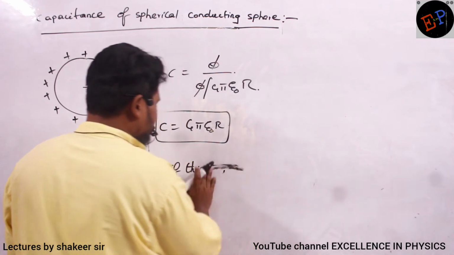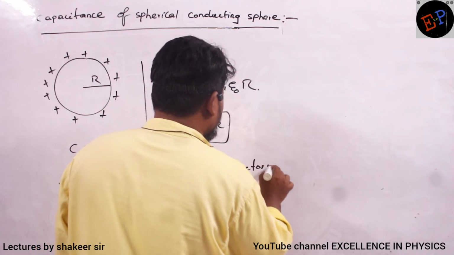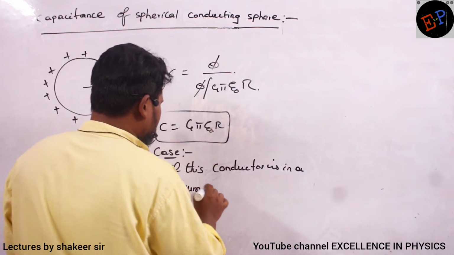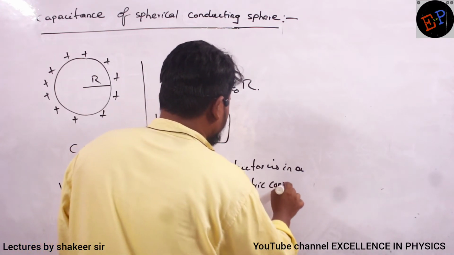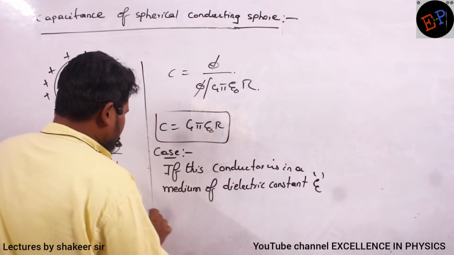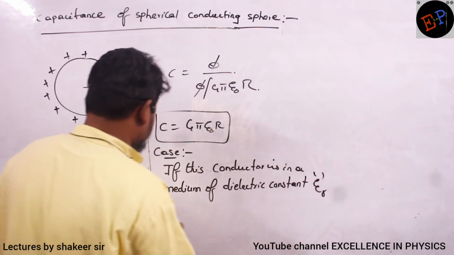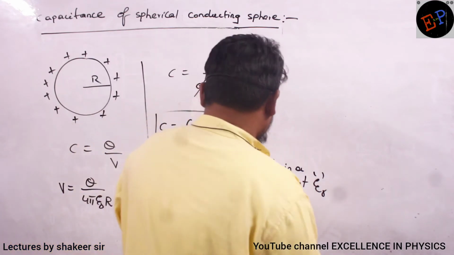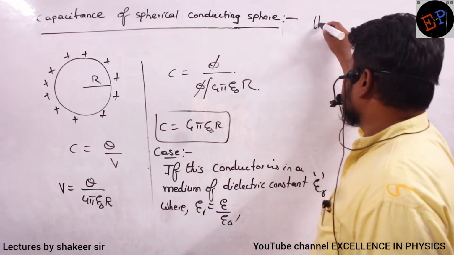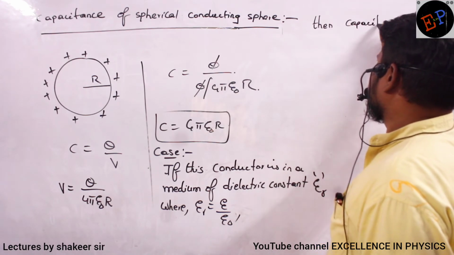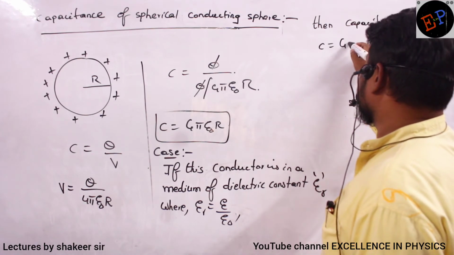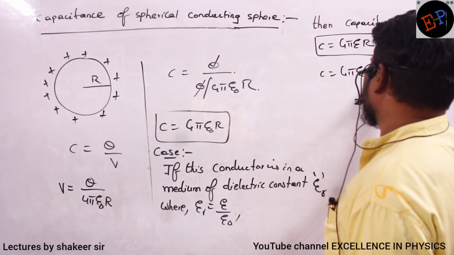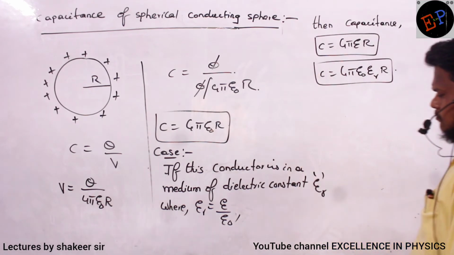If this conductor is placed in a medium of dielectric constant epsilon R, where epsilon R is equal to epsilon divided by epsilon naught, then in this condition the capacitance C is equal to 4 pi epsilon R. Or you can write C is equal to 4 pi epsilon naught epsilon R multiplied by R. This is the equation.